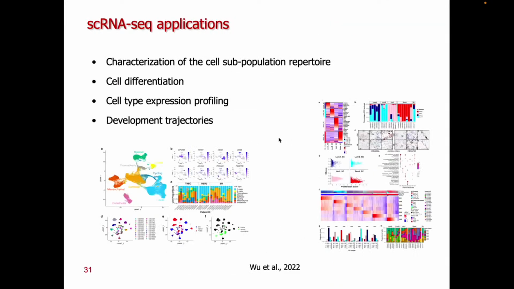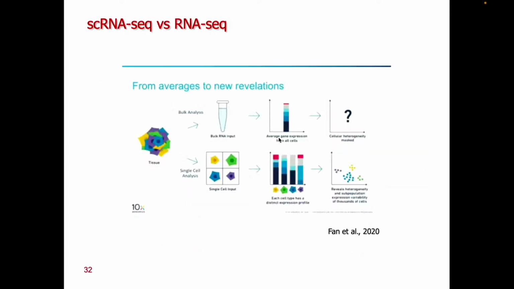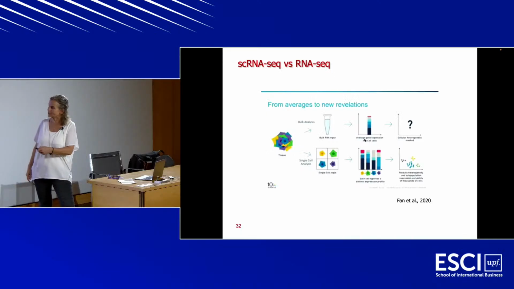And finally, using single cell, we can characterize subpopulations in a specific block of tissue. We can study cell differentiation, and this is an example, again, of breast cancer that you can study, and ask me if you have doubts. And of course, this has an advantage over traditional RNA-seq, that we are going to study just one cell, and we are not going to analyze the whole bulk RNA.